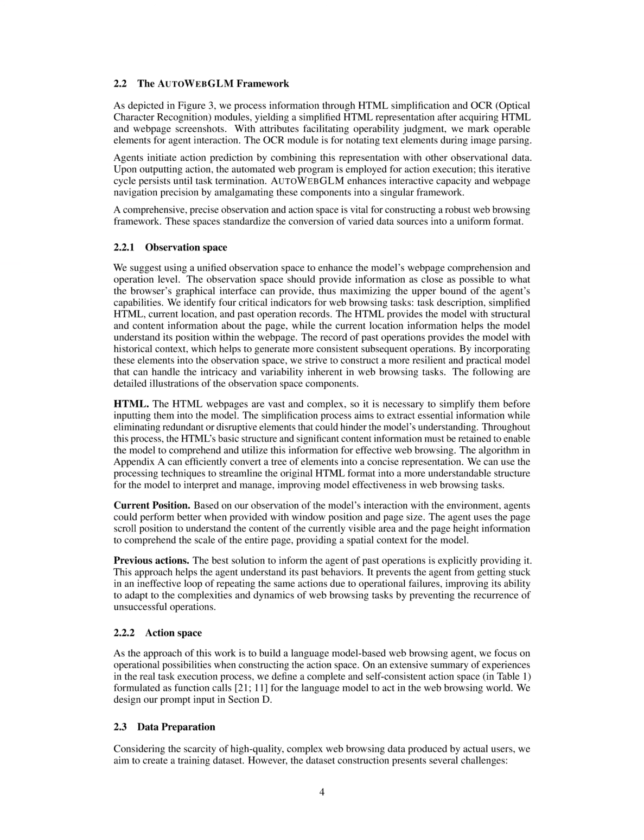The simplified HTML offers structural and content information about the web page, aiding the model in understanding the page's layout and content. The current location component helps the model determine its position within the web page, providing spatial context for navigation. Past operation records provide historical context, enabling the model to generate consistent subsequent operations by learning from previous actions and avoiding repetitive or ineffective loops.